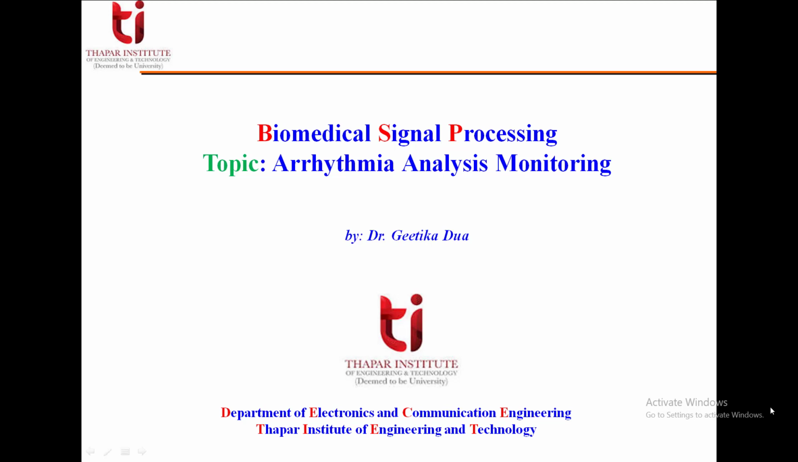So today we will start with another topic, that is arrhythmia analysis monitoring, and in this we will see various difficulties which we predict by looking into the ECG cycle or ECG waveforms. One of those is arrhythmia, and we'll see various different cases of arrhythmia.